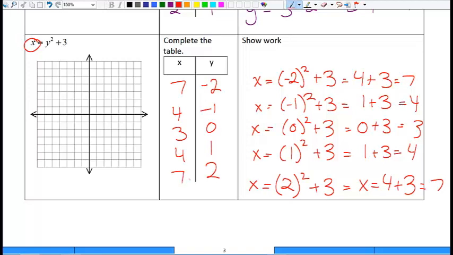Once I've got that graph, I'm going to plot it. 1, 2, 3, 4, 5, 6, 7, -2, 4, -1, 3, 0, 4, +1, and 7, +2. Now when I graph that, I have a U shape but lying down.